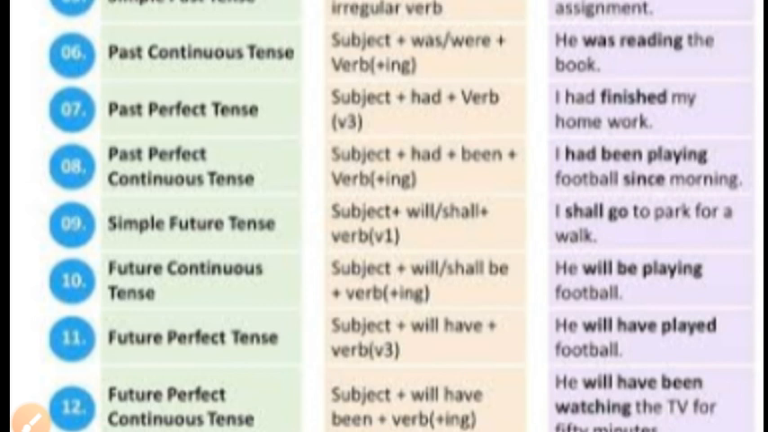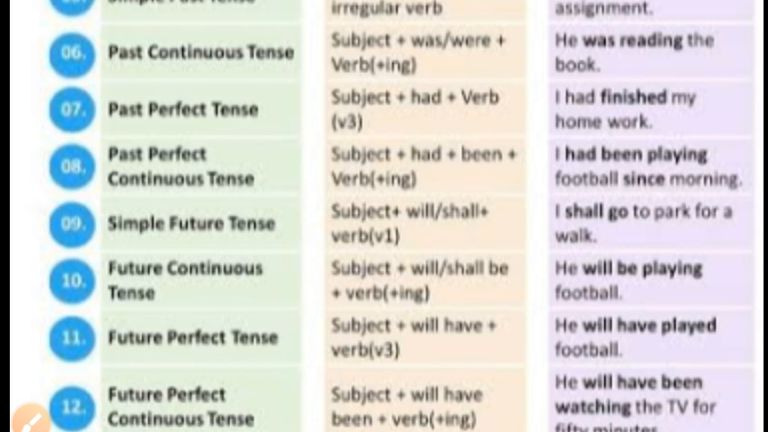Then simple future tense. Subject plus will or shall plus first form of the verb. Example, I shall go to park for a walk. Then future continuous tense. Subject plus will or shall plus be plus ing form of the verb. Example, he will be playing football.